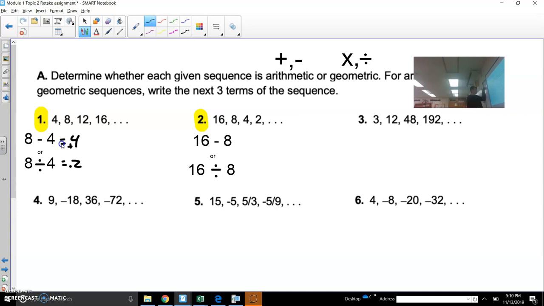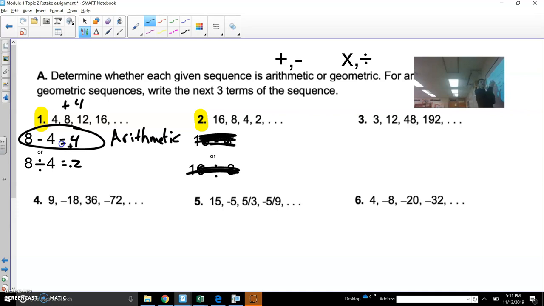And so, yes, 4 times 2 is 8, but 8 times 2 is not 12. This is more of the first one. You are adding 4 to get to the next number. So I'm going to call this first one arithmetic. On the second one, I can start by saying, and I've got my numbers messed up here. I apologize about that. I need to do the second minus the first. So 8 minus 16, that would be -8.